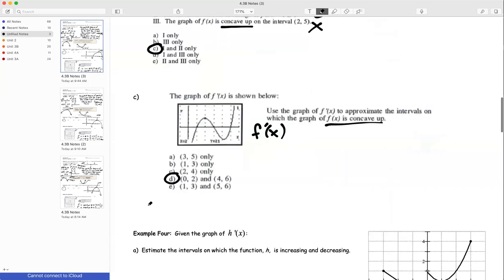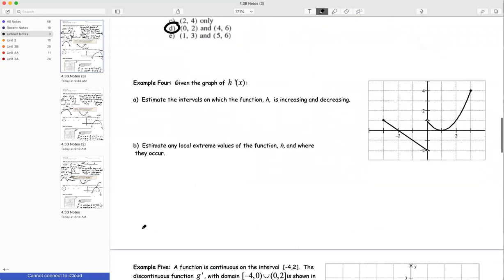All right, here we go. Example 4, given the graph of h prime of x. So I'm going to label this. This is h prime of x. Estimate the intervals on which the function h is increasing and decreasing.